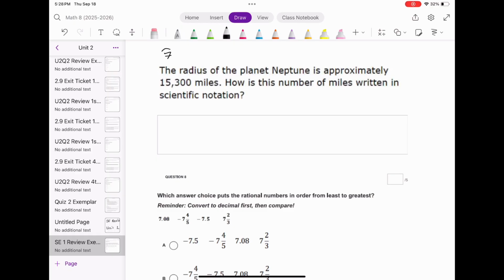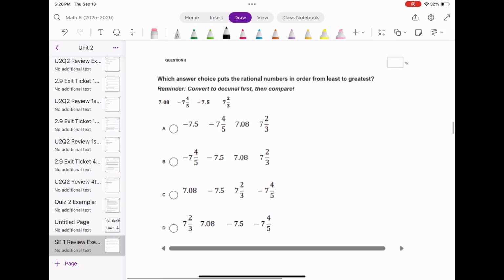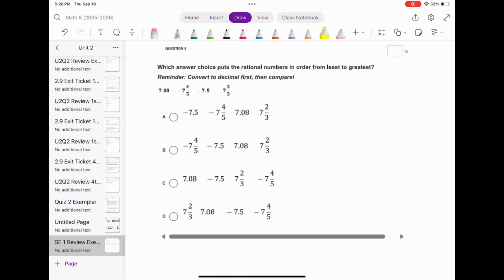You can try number 7 on your own. Come back to check on the exemplar. The exemplar is in Schoology, Unit 2, Week 3, all the way in the bottom. Okay, let's try number 8.